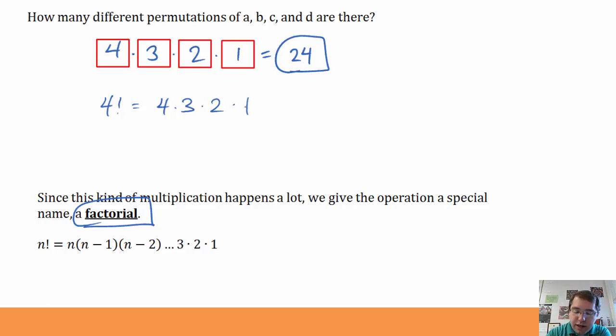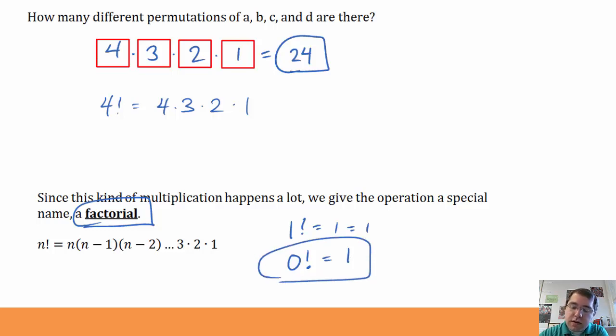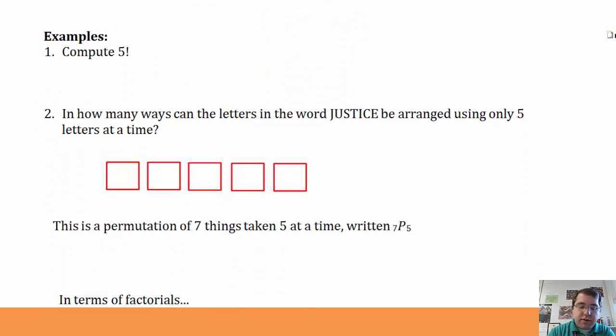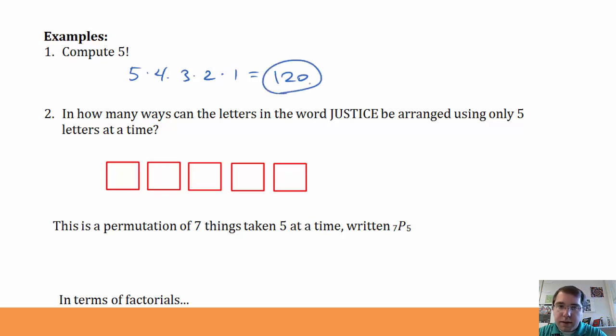For the sake of completeness and to make everything work, 1 factorial is just 1 times itself, which is 1. 0 factorial we define to also be 1, so that everything works and there's no contradictions. So know that fact. 0 factorial equals 1. Let's compute 5 factorial. Well, 5 factorial is 5 times 4 times 3 times 2 times 1. What is 5 times 4? That's 20 times 3 is 60 times 2 is 120 times 1 is 120. So 5 factorial is 120.